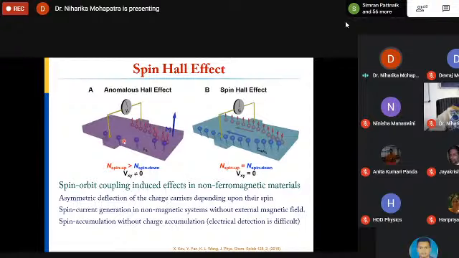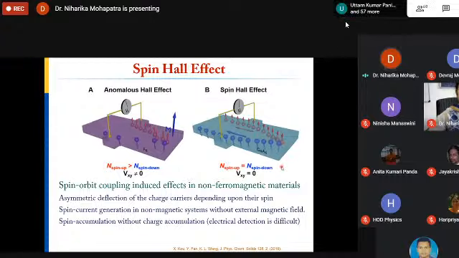In one case, the density of a particular spin, like either spin up is greater than spin down or vice versa, so your voltage drop is not zero. Whereas in the other case, you have an equal number of spins at both the boundaries. So the net voltage is zero, but you have a spin current over here.